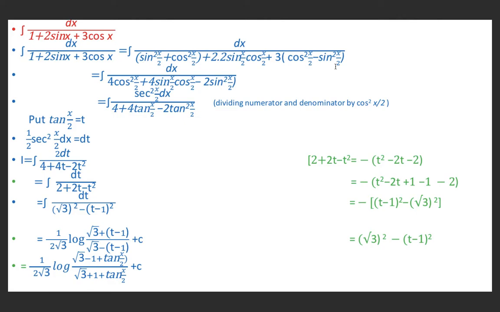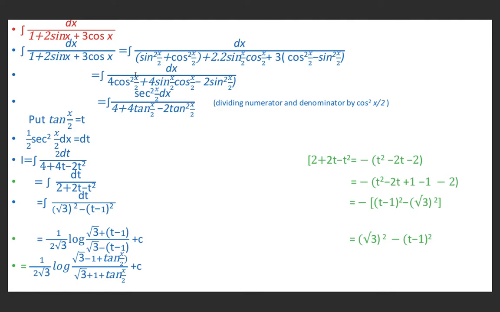Now simplify these terms. So cos square x by 2, here also 3 cos square x by 2. So this is 4 cos square x by 2. This is 2 into 2, 4 sin x by 2 cos x by 2. And this is sin square x by 2, this is minus 3 sin square x by 2. So minus 2 sin square x by 2. In these types of expressions, divide numerator and denominator by cos square x by 2. If you divide the numerator by cos square x by 2, you will have 1 upon cos square x by 2, which is secant square x by 2 dx.